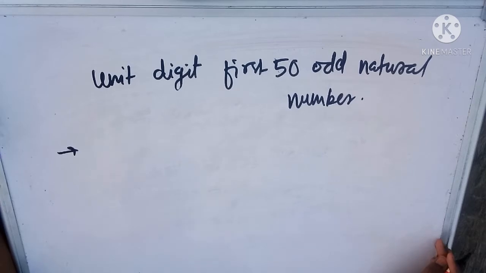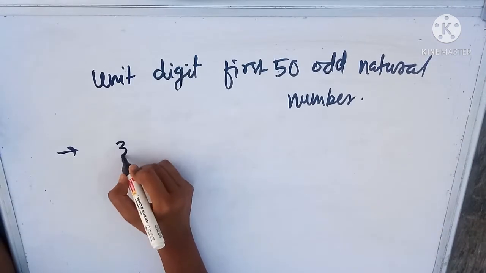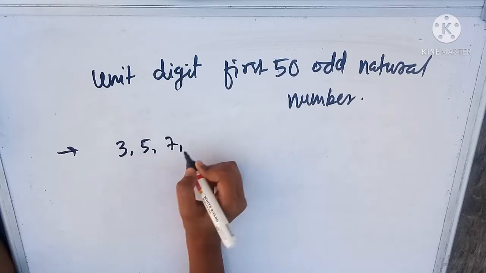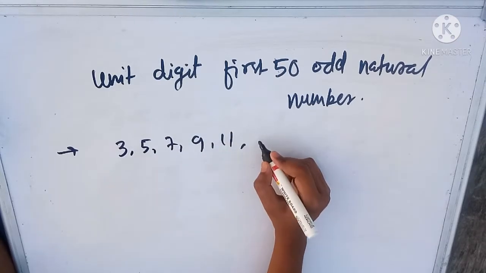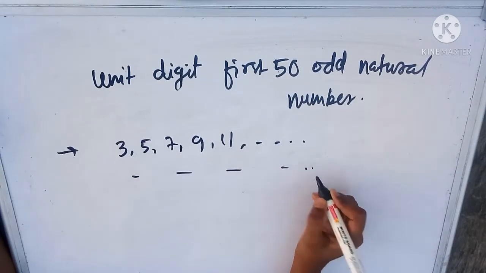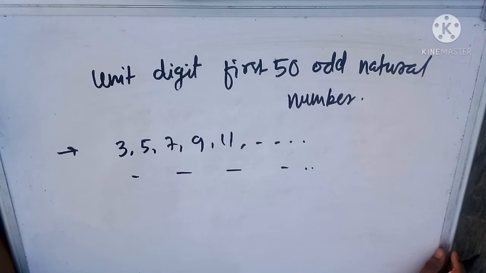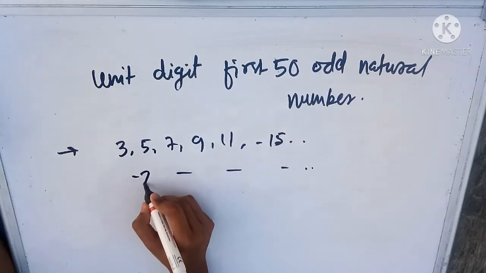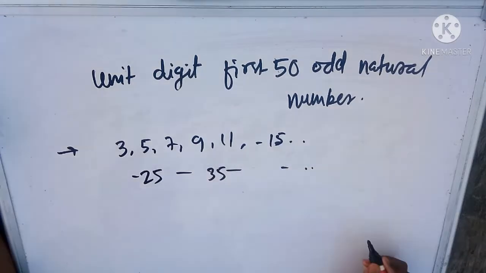In question number 5, we have already seen how to find the tens digit of the first 35 even natural numbers. So here we have to find the product of odd natural numbers. Let us write the odd numbers 3, 5, 7, 9, 11 ... till 50 such numbers. Here we don't have a number with unit digit 0, but we have numbers like 15, 25, 35, which have 5 as their unit digit.